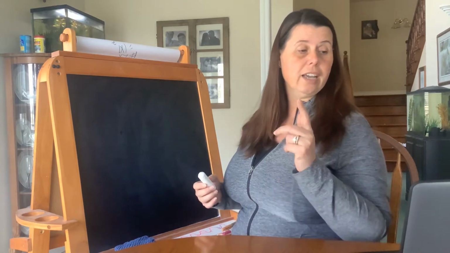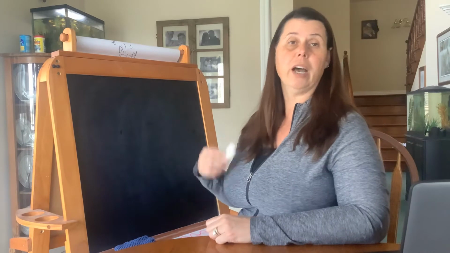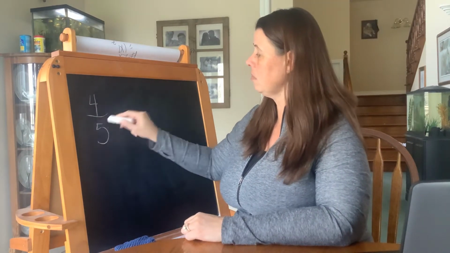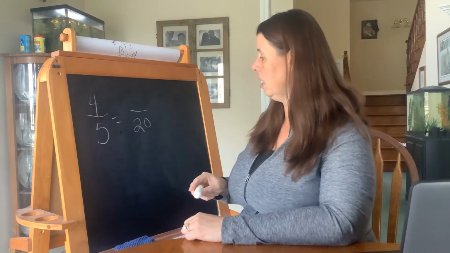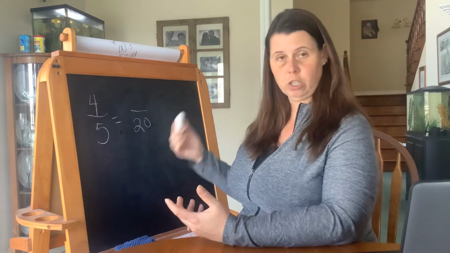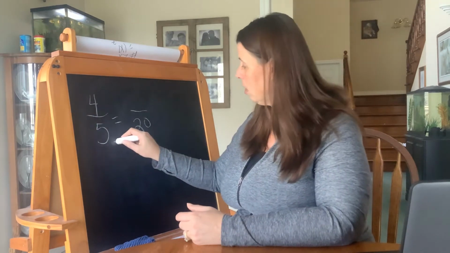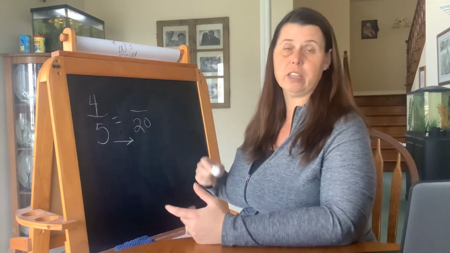So in question 1, all you're going to do is find out what they're multiplying by and fill in the blank. So you've got 4/5 is how many 20ths? Okay? So we're going to learn a new strategy. You're going to draw arrows. Okay, so how did I get from 5 to 20? It always has to be multiplying.